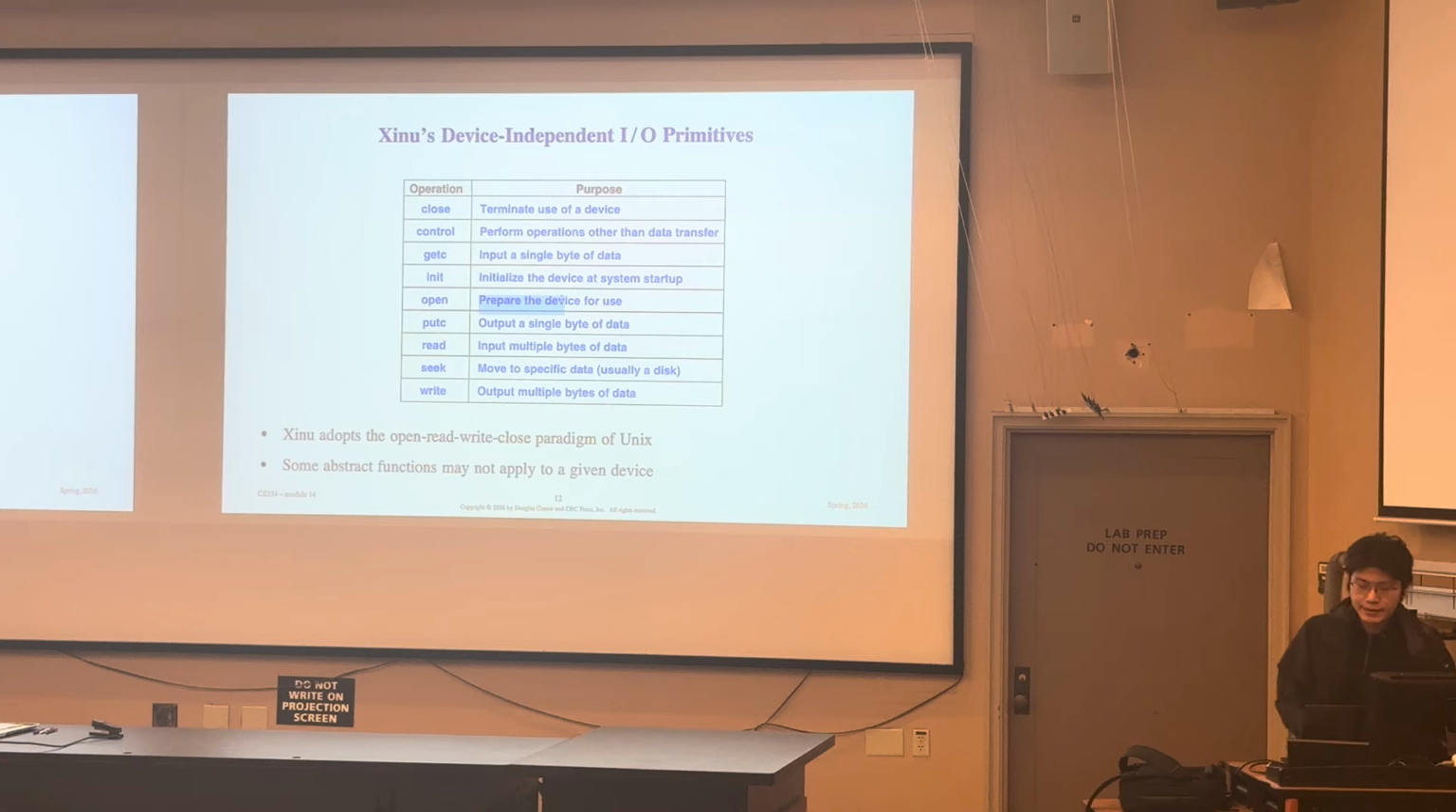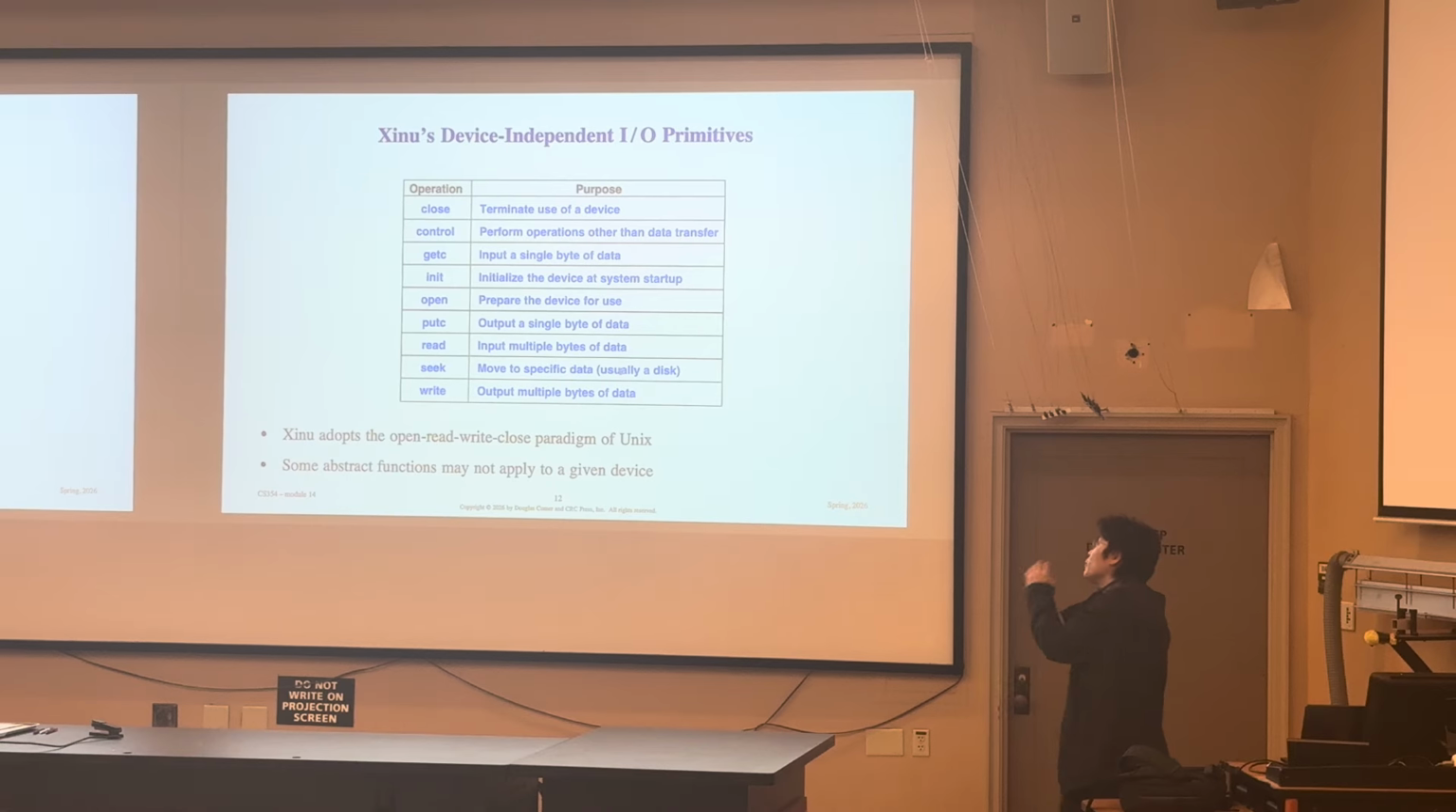Data read or write. Putc outputs a single byte of data to the bus. Read inputs multiple bytes of data, and write outputs multiple bytes of data. This is compared to getc and putc. And seek moves to a specific location in the data.